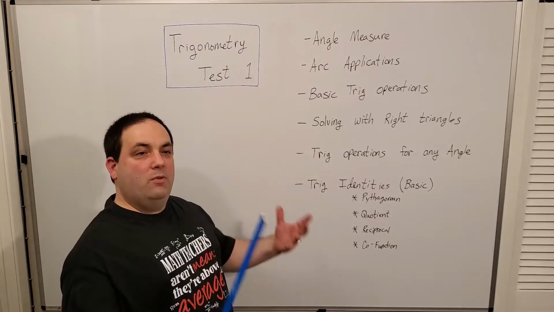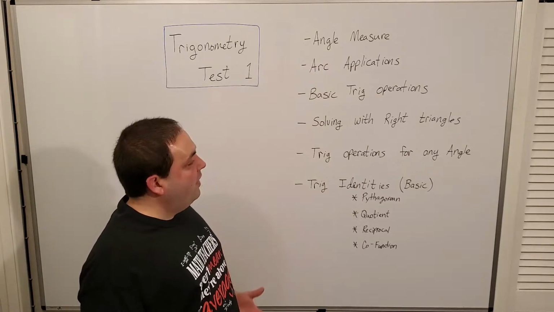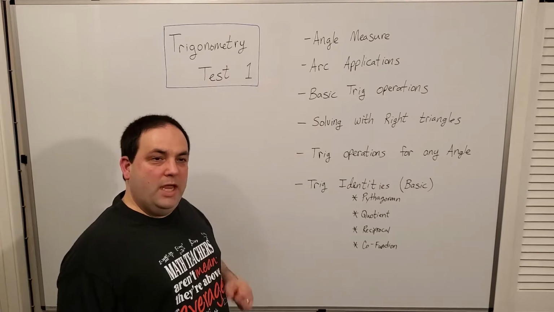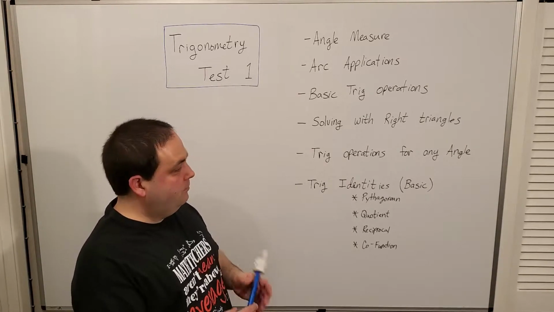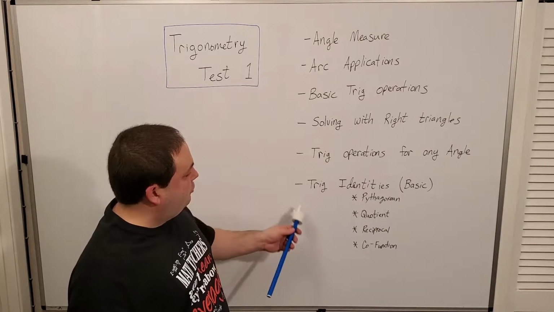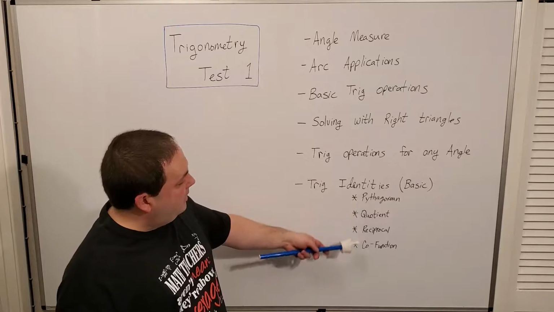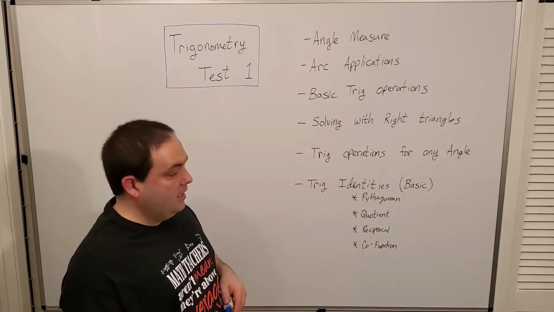So we're talking about things that may not fit inside of right triangles. We're talking about finding things on the actual Cartesian plane in other quadrants other than quadrant 1, including quadrant 1. And then also basic trig identities: the Pythagorean identities, the quotient identities, the reciprocal identities, and the cofunction identities.